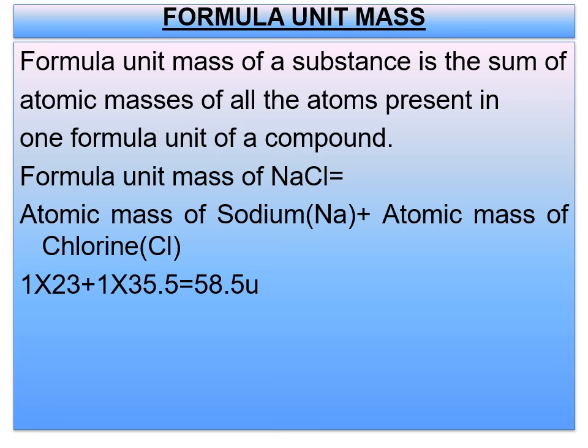If you go with the formula of NaCl, the formula unit mass can be calculated like this. Atomic mass of sodium Na plus atomic mass of chlorine Cl. 1 into atomic mass of sodium is 23 plus 1 into atomic mass of chlorine is 35.5. That is 23 plus 35.5, which gives you 58.5 U. In this way we have to calculate the formula unit mass.